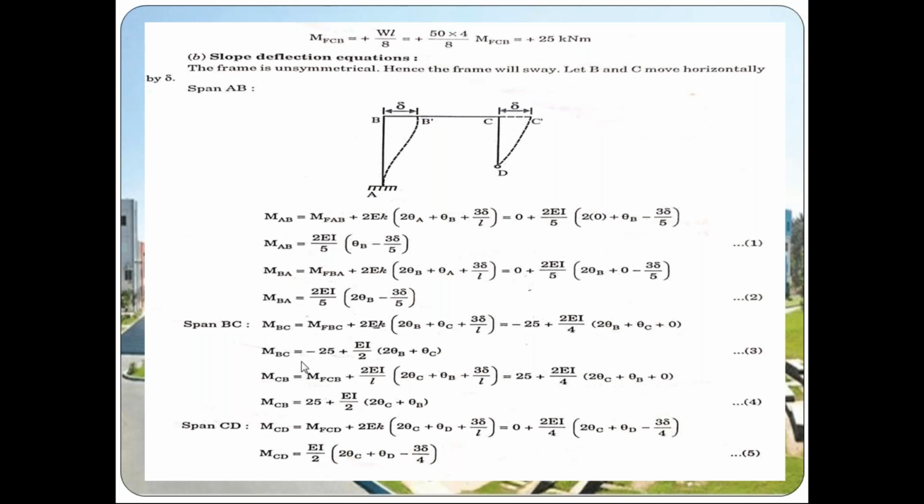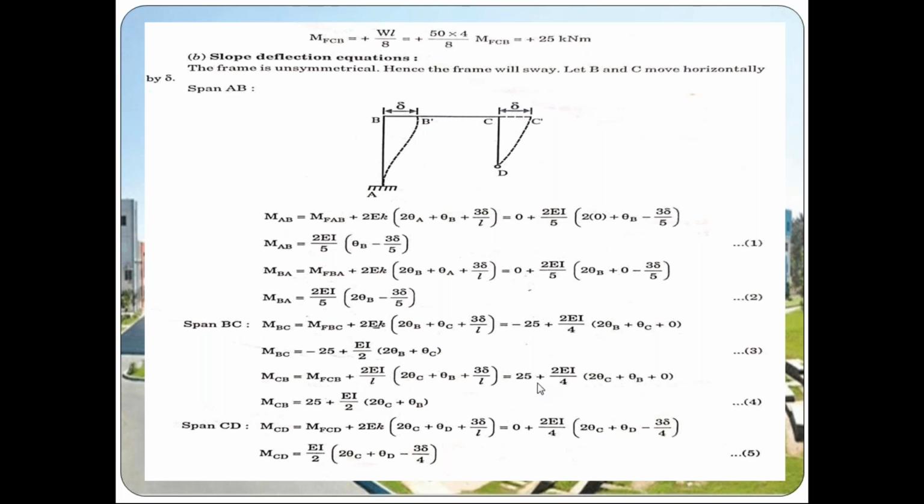So finally, MBC is equal to minus 25 plus EI by 2, or 0.5 EI, into 2 theta B plus theta C. Okay, equation number 3. Next, MCB is equal to M of CB plus 2EI by L into 2 theta C plus theta B plus 3 delta by L. Here also the delta value is 0. So that is equal to plus 25.